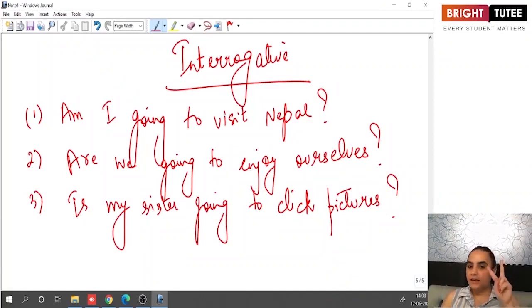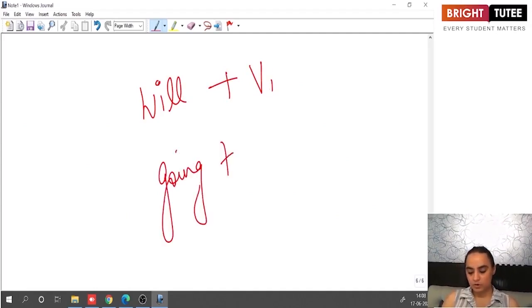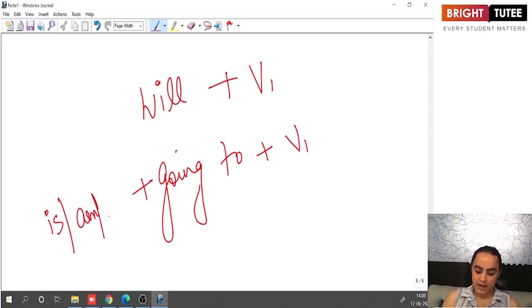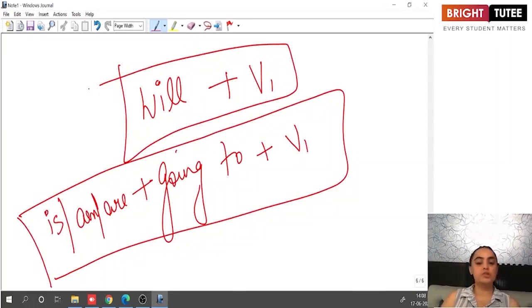So we know that there are two ways of writing the simple future tense. First is will plus the first form of the verb. That was the first way we learned. And second is going to plus the first form of the verb, and before going to we will have to use is, am or are. So these are the two ways in which we frame a sentence using the simple future tense.